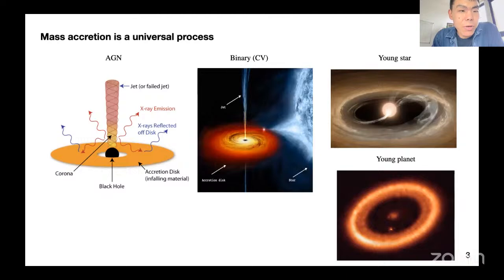So we know that mass accretion is actually a universal process in astronomy, because the mass accretion disk exists around all the different types of astronomical bodies, including the active galactic nuclei in the center of galaxies, around binaries, around young stellar objects, and even around young planets. And one typical phenomenon around this mass accretion disk is that the mass accretion itself is unstable.